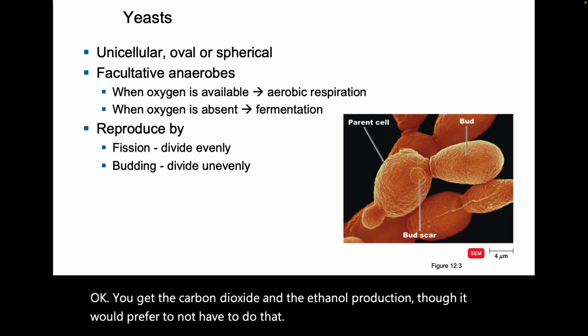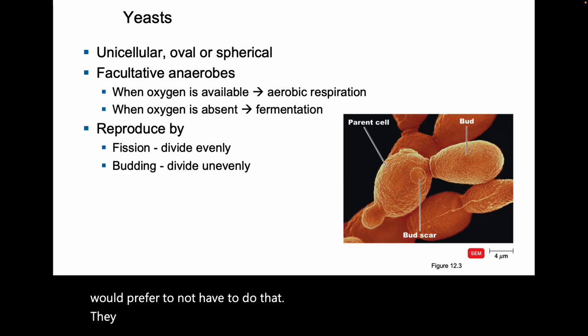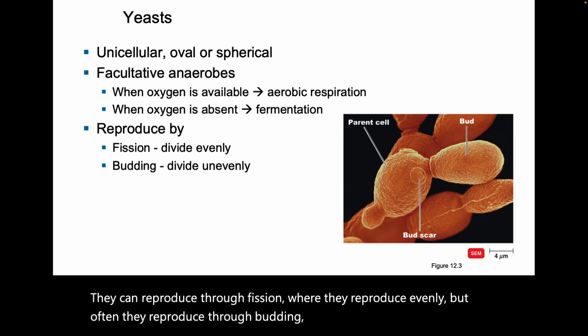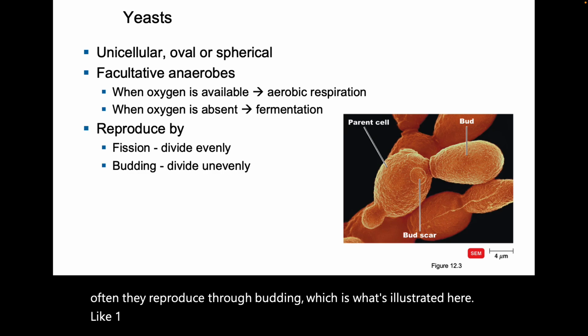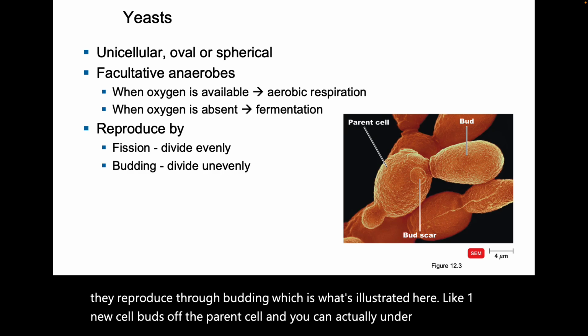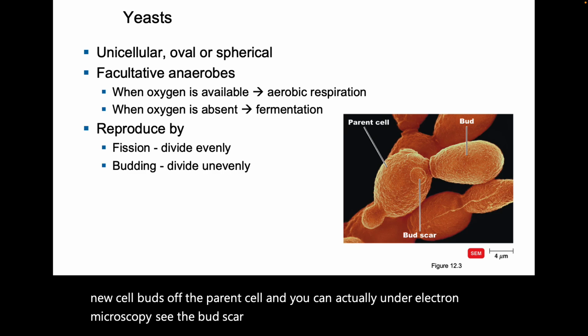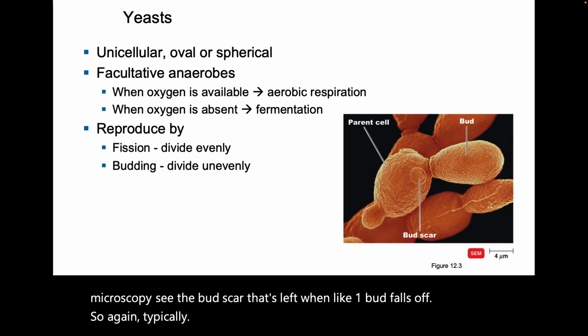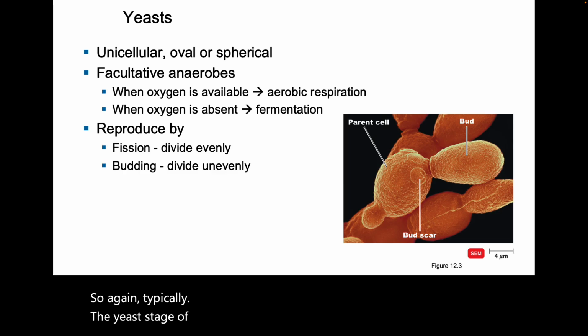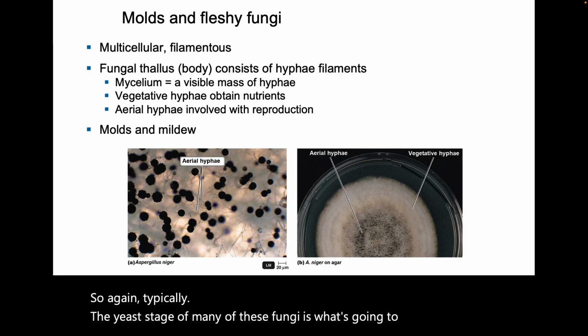They can reproduce through fission, where they reproduce evenly, but often they reproduce through budding, which is what's illustrated here. Like one new cell buds off the parent cell, and you can actually, under electron microscopy, see the bud scar that's left when one bud falls off. So again, typically the yeast stage of many of these fungi is what's going to be causing an infection.